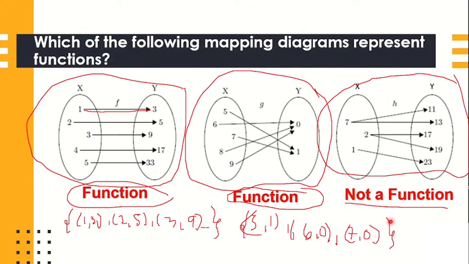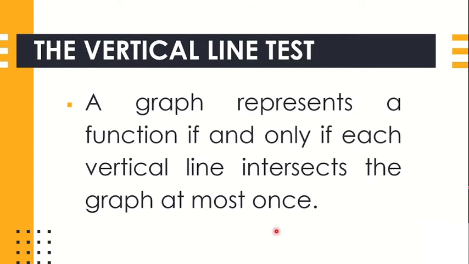Now, using the vertical line test in order to know if a graph is a function or not. A graph represents a function if and only if each vertical line intersects the graph at most once. So when we do the vertical line test on a graph, our vertical line should intersect only at one point. It should not intersect at two points.